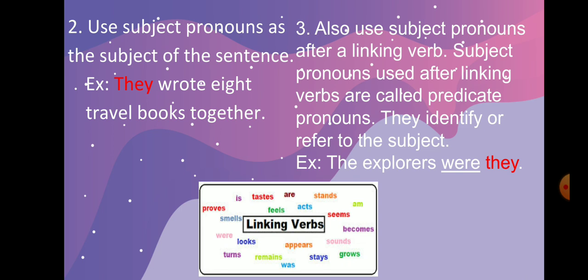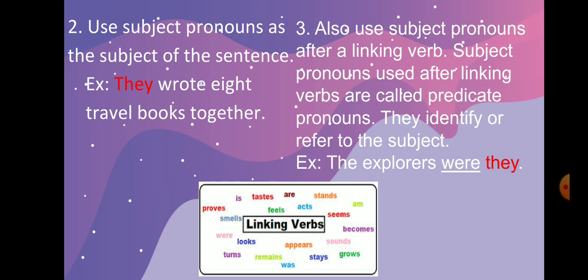But there's a small exception in which you are going to find them in the predicate part of the sentence. Let's check it out. Number 3 says, also use subject pronouns after a linking verb. Subject pronouns used after a linking verb are called predicate pronouns. They identify or refer to the subject. Now, in this case, you're going to tell me, Miss, but that subject pronoun is being used in the predicate part of the sentence. Why not in the subject part of the sentence?